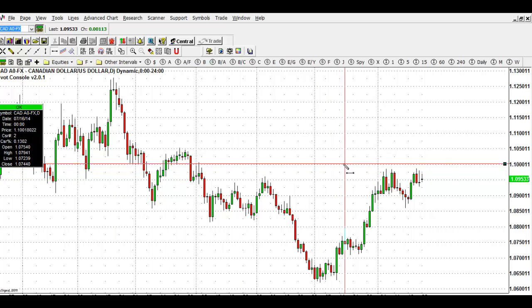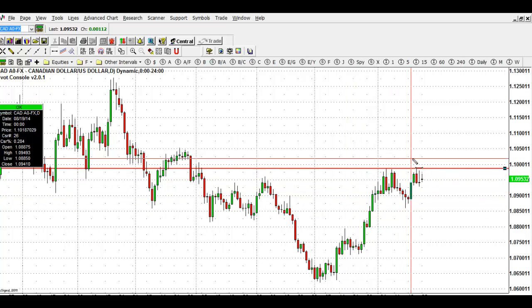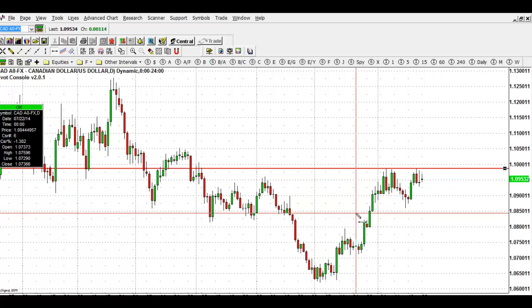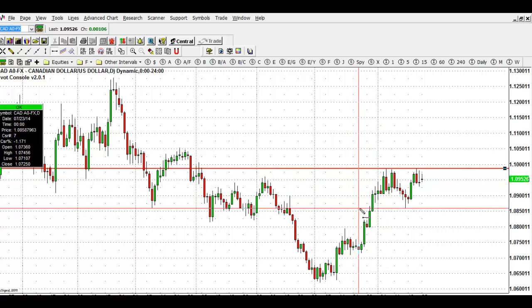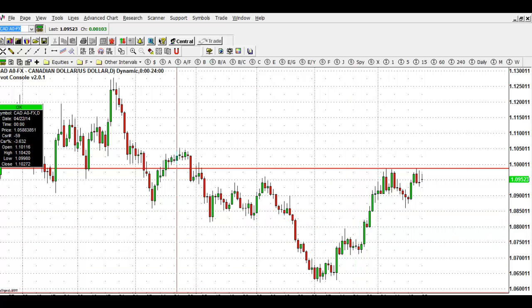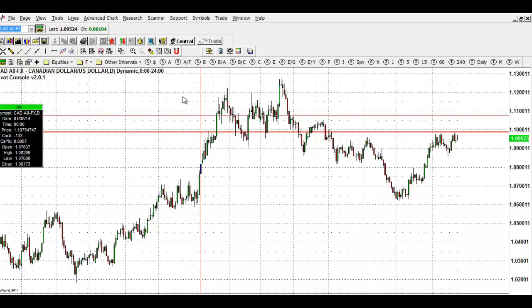So the market is at resistance at 109. Let me just check the exact. 109.86 is resistance, and support for now is at 108.53 and 108.34. So those are support levels on the Canadian dollar versus the US dollar.